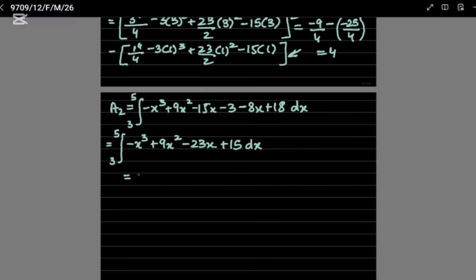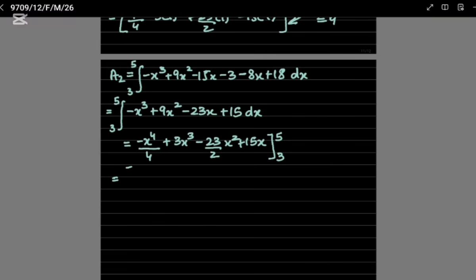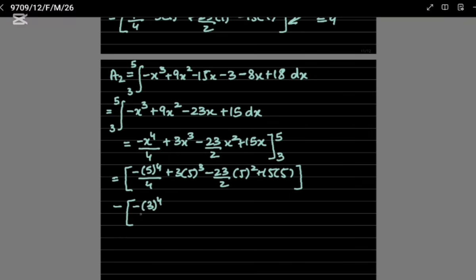So again, as we integrated it earlier, we add 1 and divide by the new power. Plus 3x cubed minus 23 over 2 x squared plus 15x from 3 to 5. Now again we show the working. We have to show the substitution. Minus 5 to the power of 4 over 4 plus 3 times 5 cubed minus 23 over 2 times 5 squared plus 15 times 5, minus the lower one. Now you substitute 3: minus 3 to the power of 4 over 4 plus 3 times 3 cubed minus 23 over 2 times 3 squared plus 15 times 3.